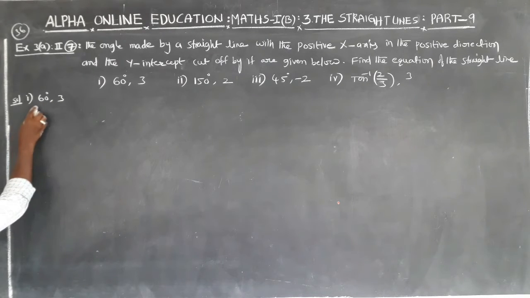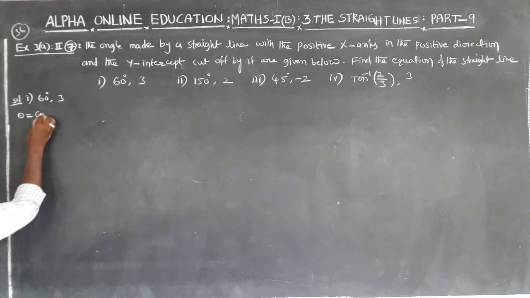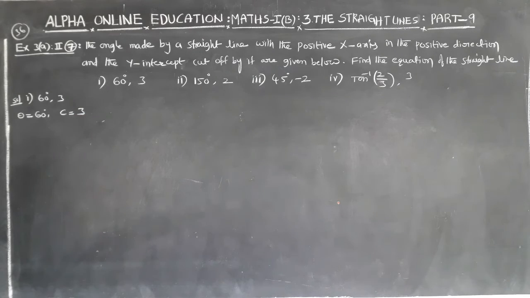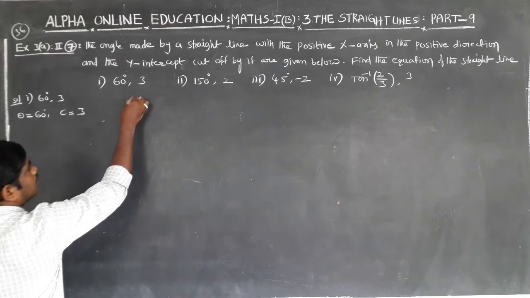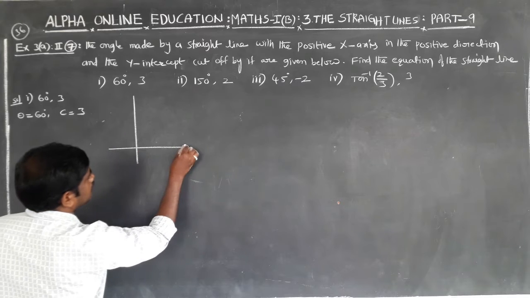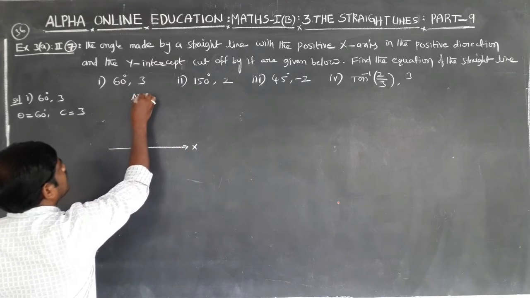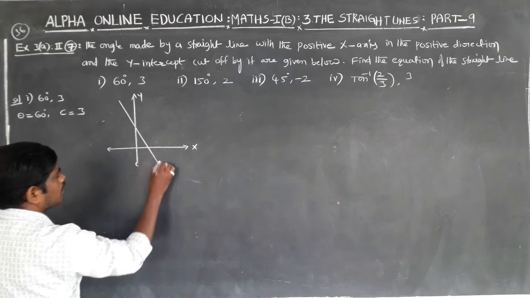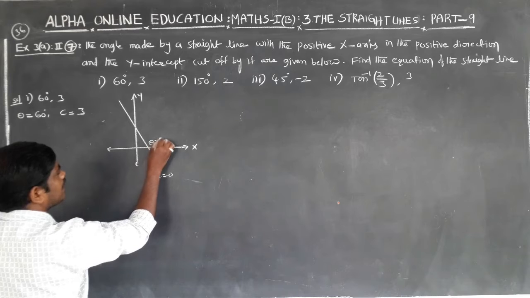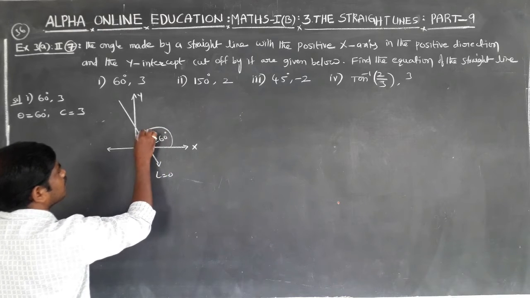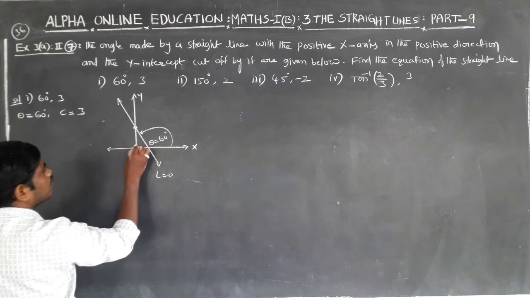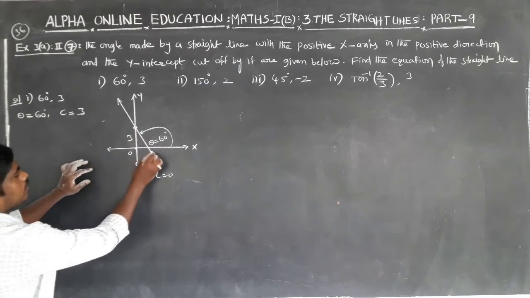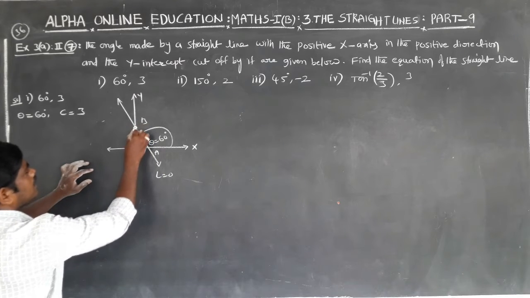60 degrees means here theta is equal to 60 degrees. 3 means y-intercept C is equal to 3. This is the line. This is the x-axis. This is the y-axis. A line makes an angle 60 degrees with a positive x-axis and y-intercept is 3.